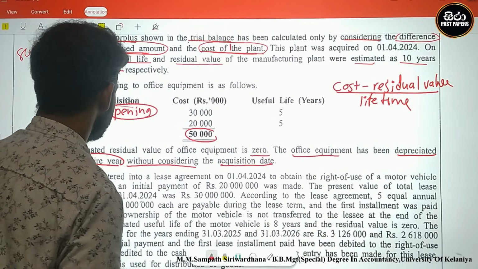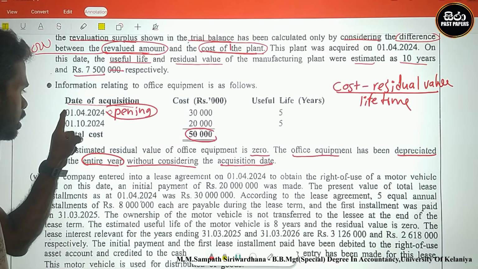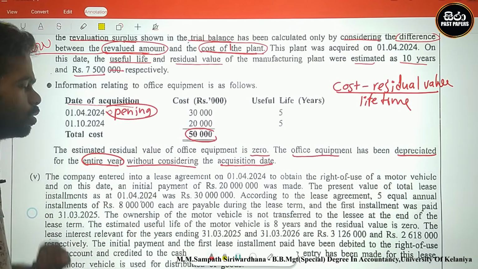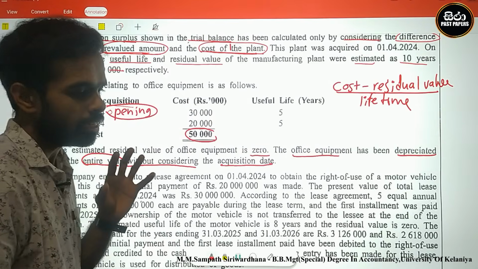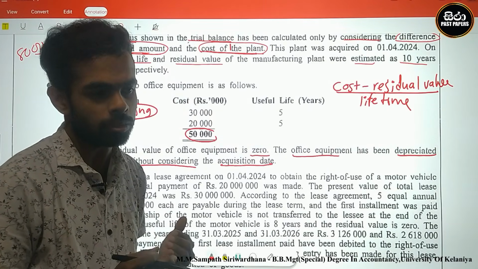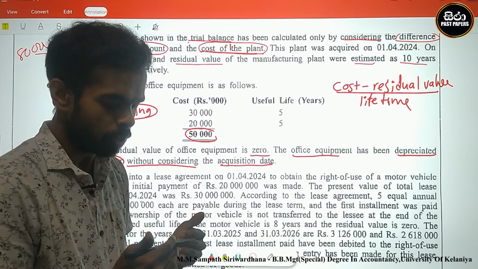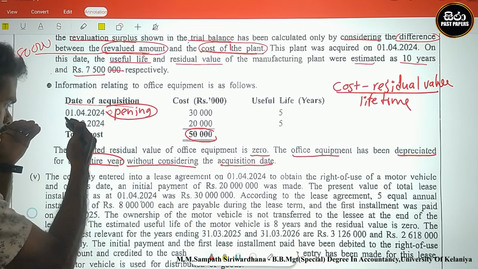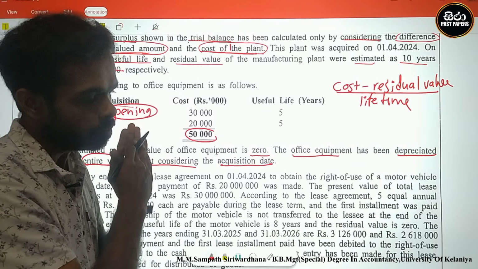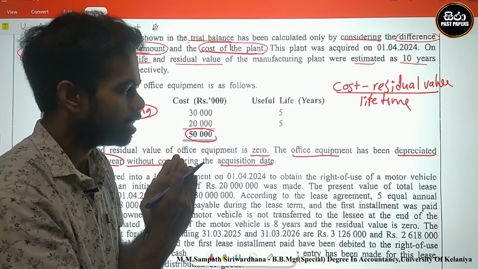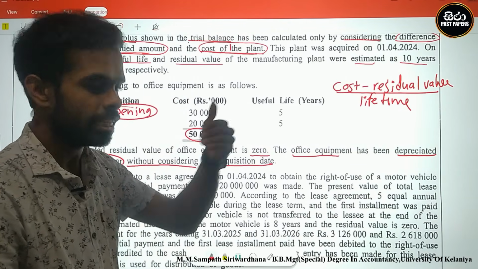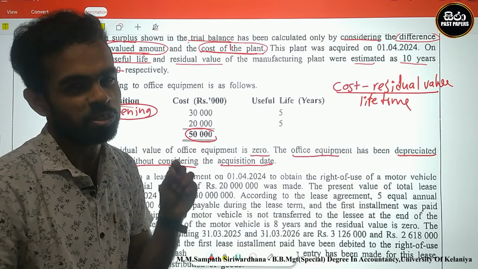What is that? This is the acquisition date, 1st April 2024. This is the opening date of acquisition, therefore we can depreciate the entire year. The asset was acquired on 1st April 2024 and depreciated for the entire year to the end of 31st March 2025.